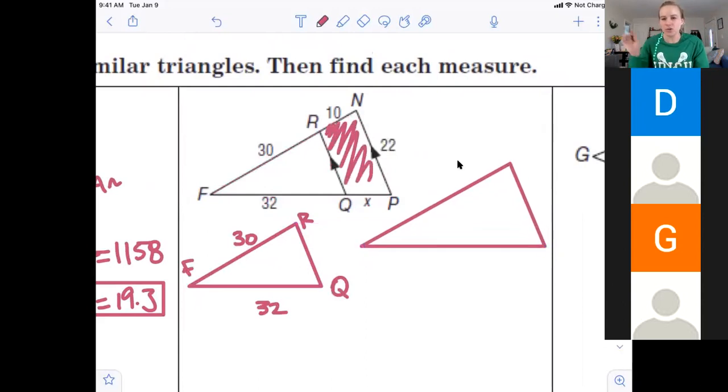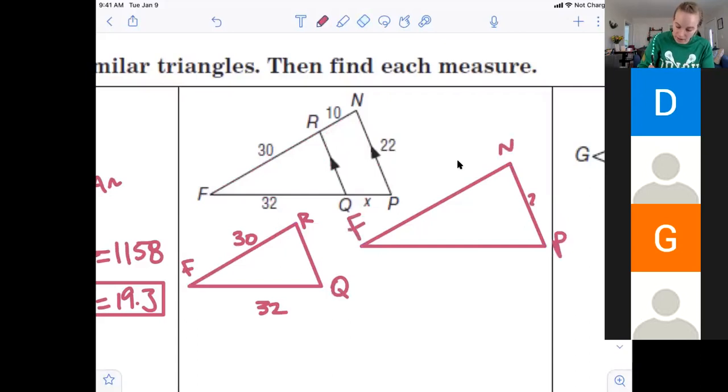And there's no way for a trapezoid and a triangle to be congruent. Not congruent, similar. Well, that's also true. They're not going to be congruent either. But there's no way for a trapezoid and a triangle to be similar. So I have to think of the big triangle, not just that little trapezoid that they are overlapping at. So my triangle is FNP. I know NP is 22.